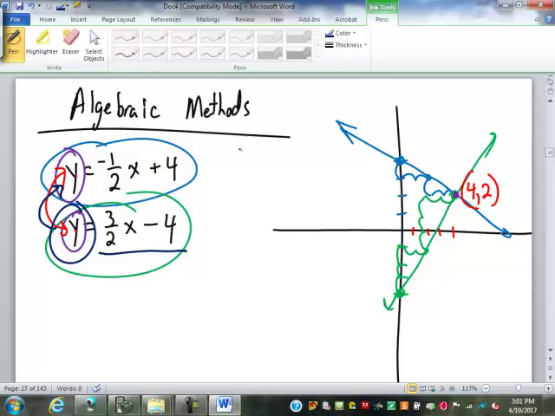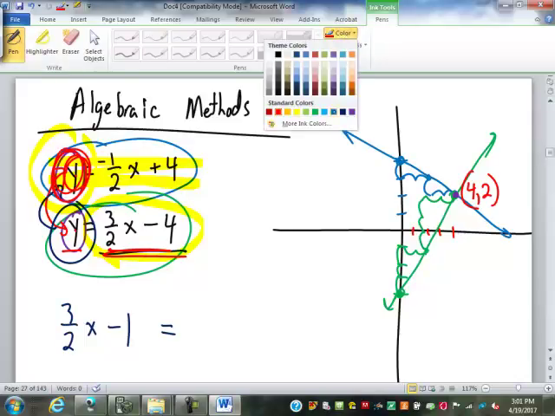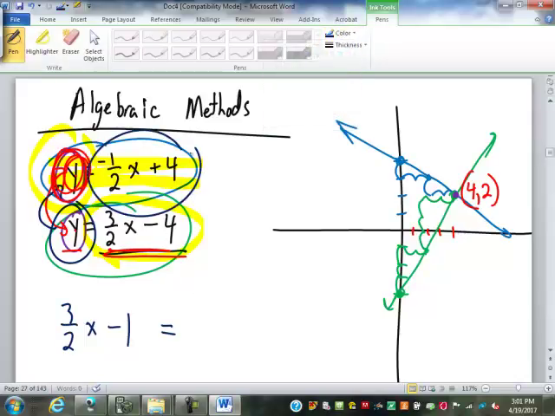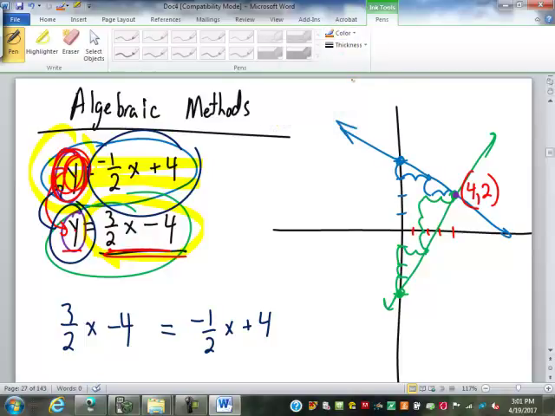So what I'm going to do is rewrite this top equation. But instead of writing y, I'm going to put in 3/2x minus 4. So what I've done there is I've replaced y here. I've substituted this in for it because I know y equals that. So then the other side is still the negative 1/2 x plus 4. Oops, that should be 4 there. 3/2 x minus 4. So now I just have to solve this to find out what x is.